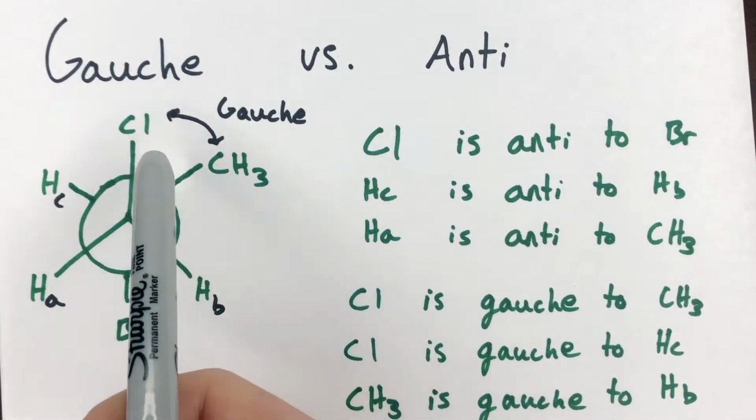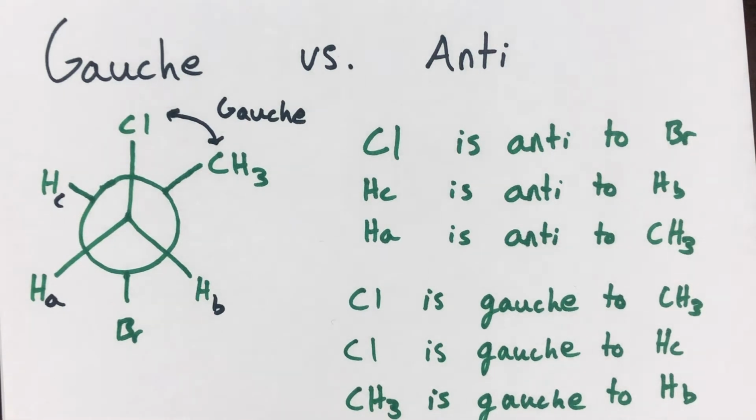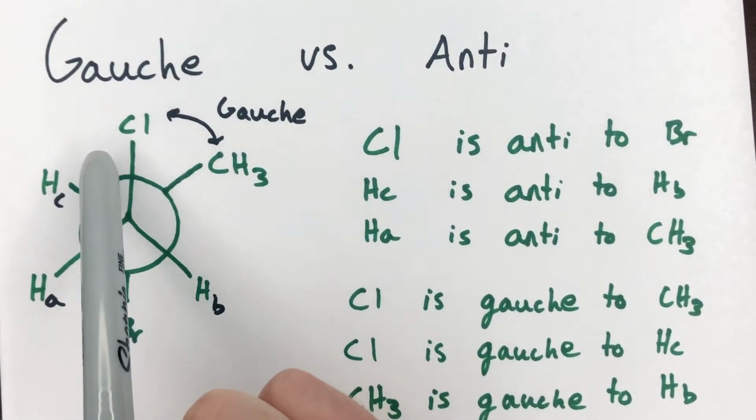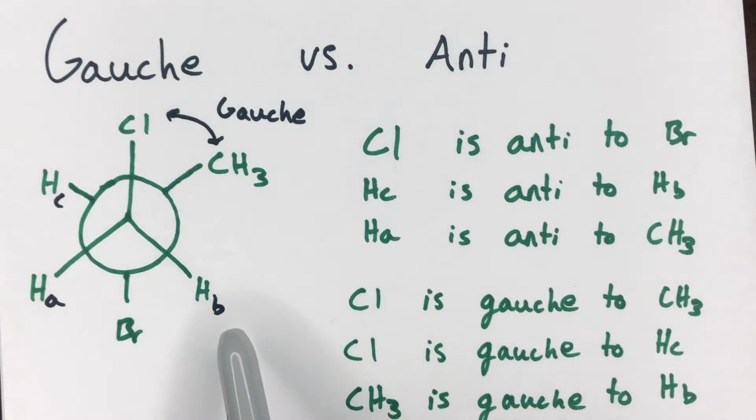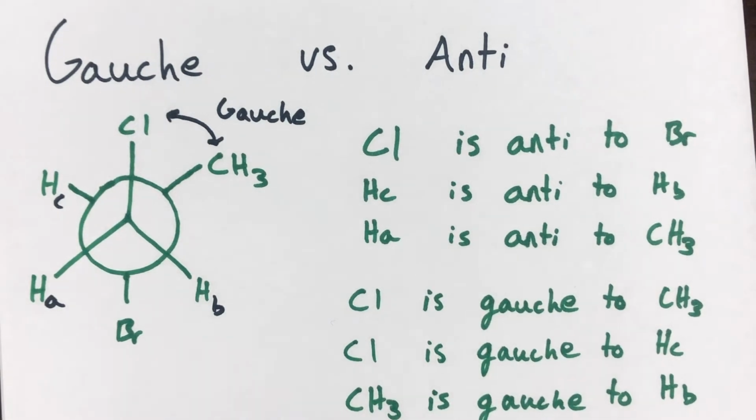So for instance, this chlorine and methyl group are gauche to each other because they're close on different carbons. You would never consider something gauche that's bound to the same carbon. For instance, this chlorine is not ever going to be considered gauche to HB because they're bound to the same carbon. This gauche interaction is only interesting and only defined when the substituent is bound to two different carbons.